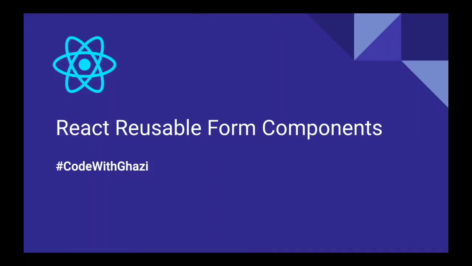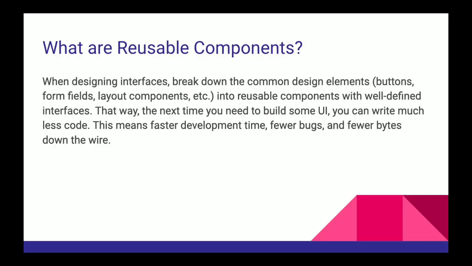Today we will create some reusable form components. So let's first check what reusable components are. When we design interfaces, we break down the common design elements such as buttons, form fields, layout components, etc. into reusable components with well-defined interfaces. That way, the next time you need to build some UI, you can write much less code. That means faster development time, fewer bugs, and fewer bytes down the wire.